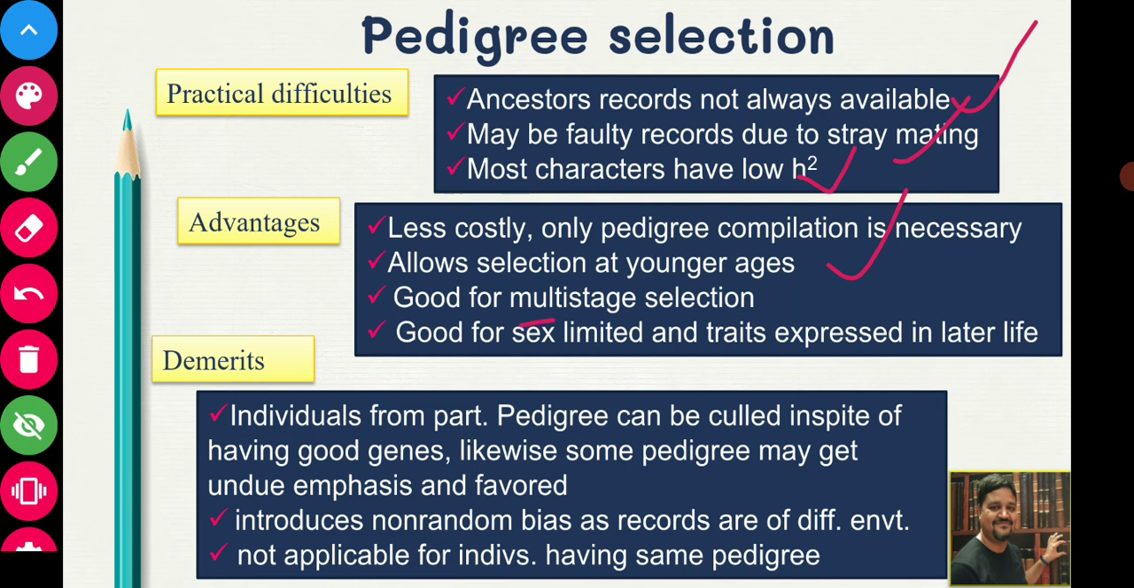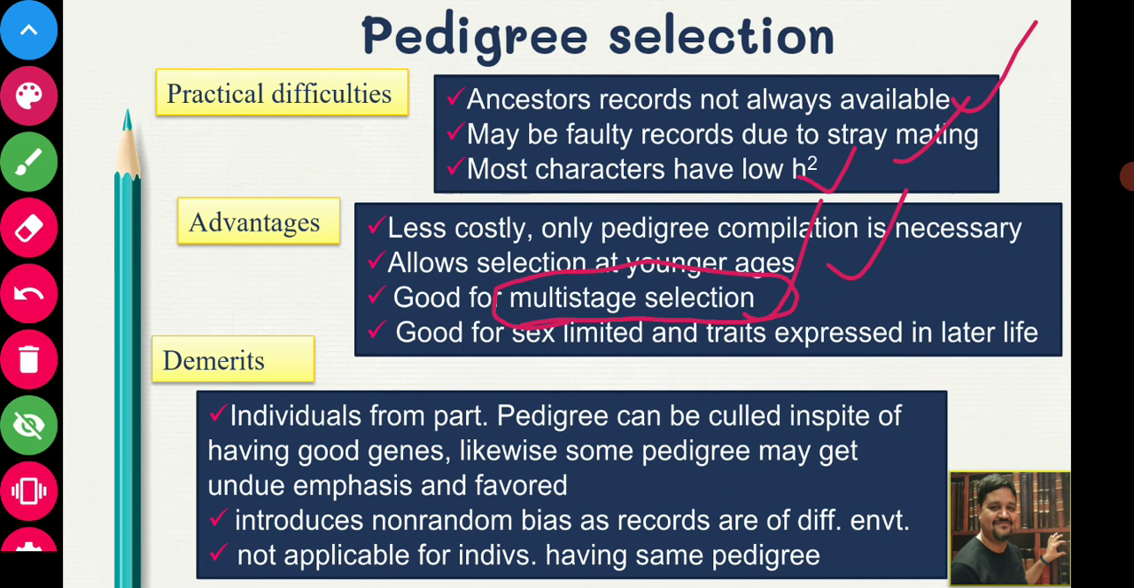Then, good for multi-stage selection. So what is multi-stage selection? This is an assignment for you. You have to write in your notebook what multi-stage selection is, and how pedigree selection will be useful for multi-stage selection. It is very easy. The name multi-stage itself explains that it is selection at different stages. More detail you can find in any text.